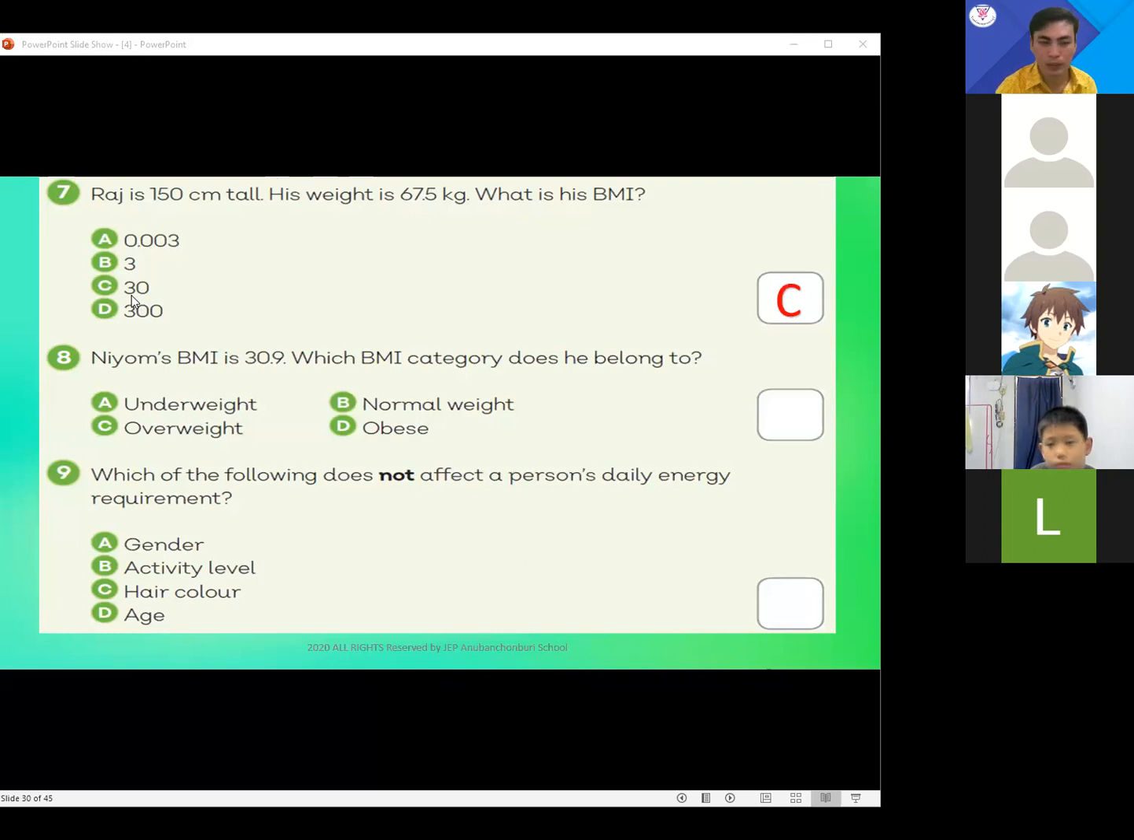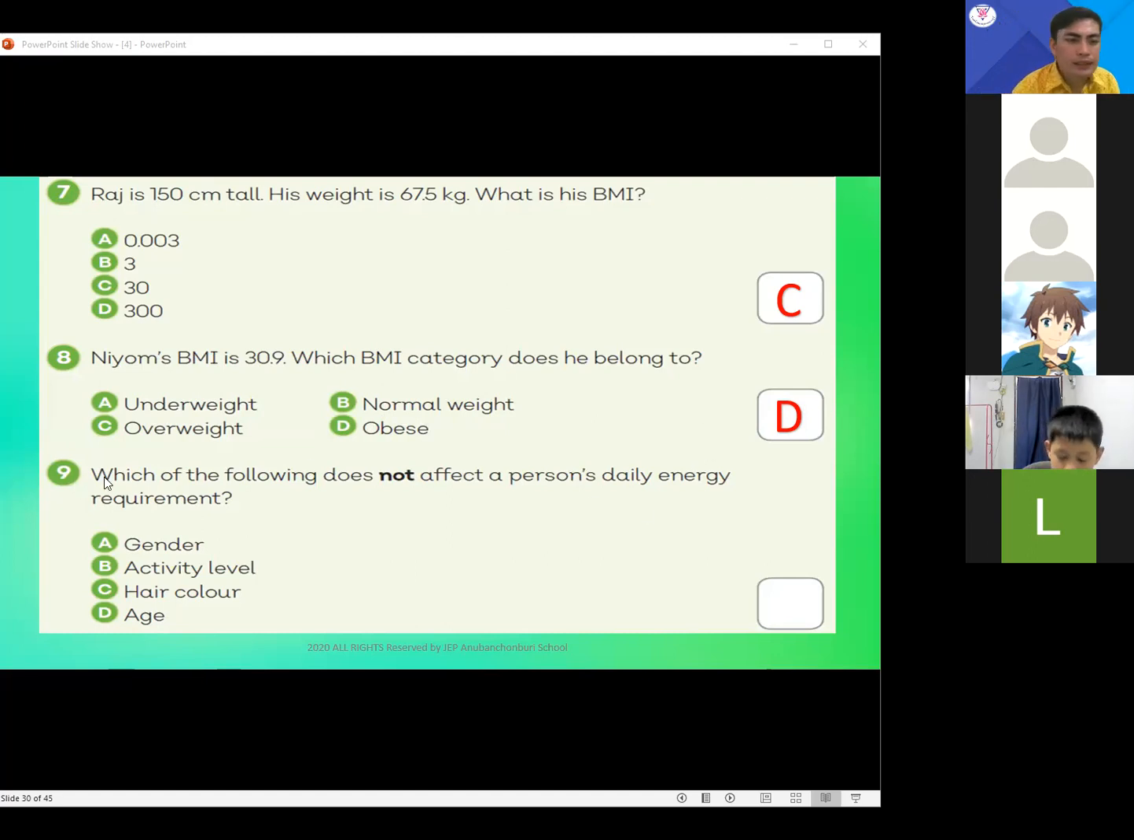Thank you, Pirapong. Now let's go to number 8. Neom's BMI is 30.9. Which BMI category does he belong to? Obese. Don Rapon, what is the answer? Don Rapon says obese, which is correct. Can you say again, what's your number, Don Rapon, so I can record your score? Nine. Okay, Don Rapon, nine.